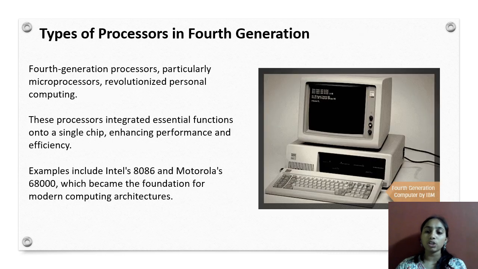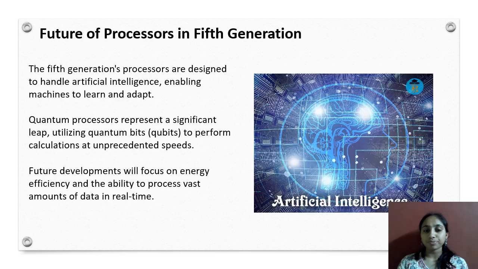And then we will move on to the next slide, that is types of the processors in the fourth generation. Fourth generation processors, particularly microprocessors, revolutionized personal computing. These processors integrated essential functions onto a single chip, enhancing performance and efficiency. Examples include Intel's 8086 and Motorola's 68000, which became the foundation for modern computing architectures. And this is the fourth generation computer by IBM.